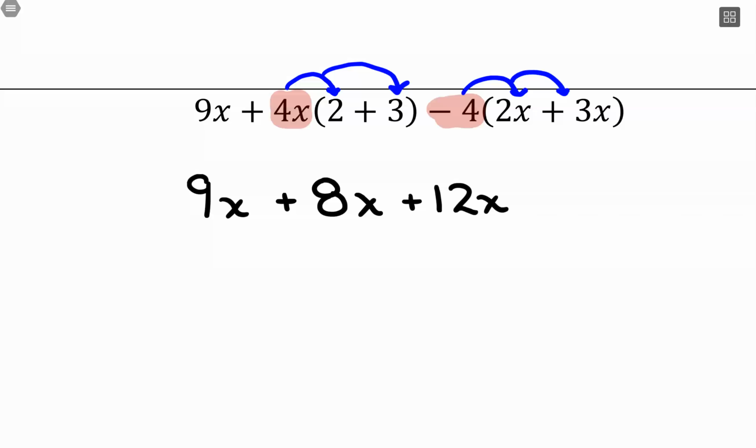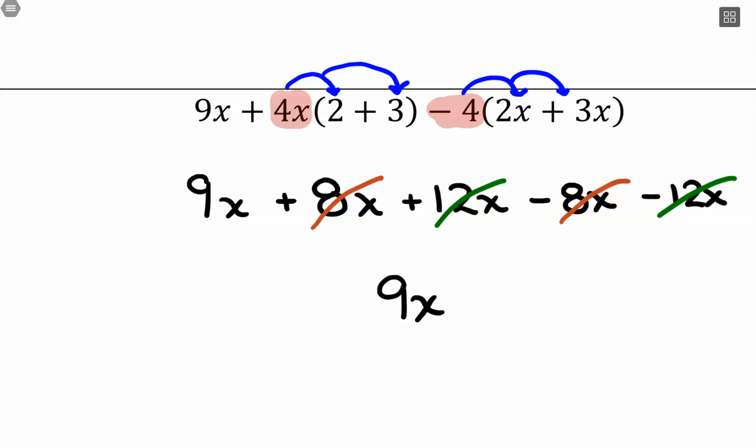Okay, I'll come back and show you another way to do this too, because I did kind of skip an order of operations, but this will work out the same. Negative 4 times 2x is a negative 8x. Negative 4 times positive 3x is negative 12x. And what we can see is we have this positive 8x and negative 8x. So it's just turned into 0. Same thing with positive 12x minus 12x. Those turn into 0. So what this will simplify to is 9x.